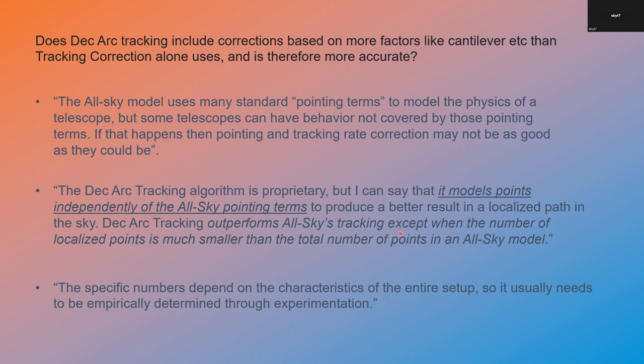And it outperforms the standard tracking algorithm, except when the number of localized points is much smaller than the total number of points in an all-sky model. So if you've got very few points, or relatively few points in your partial sky model versus, say, the total number of points in the large all-sky model, then the DEC Arc tracking would not offer any advantage. But assuming that your partial map contains a higher density of map points than your all-sky model, or larger scale model, then the DEC Arc tracking will outperform it. And then the specific numbers depend on the characteristics of the setup, et cetera. Needs to be empirically determined through experimentation.